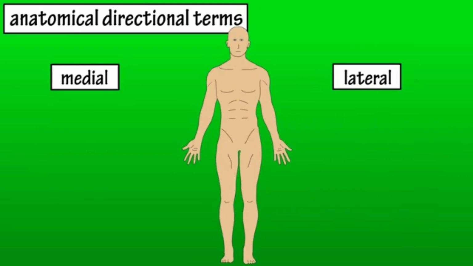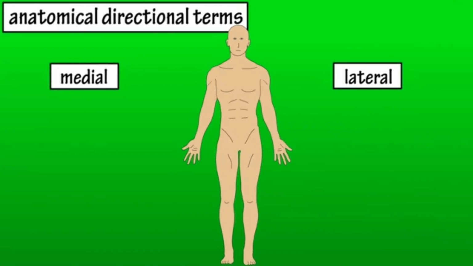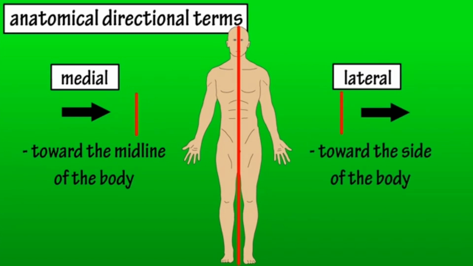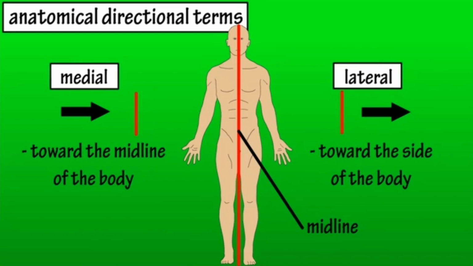Next is lateral and medial. These two are another set of anatomical directional terms. Lateral describes the side or direction toward the side of the body. Medial describes the middle or direction toward the middle of the body. So as you can see sa presentation, ang body na siya line sa tunga. Gitawag na siya og midline. Midline is the imaginary line that divides the body into right and left halves.